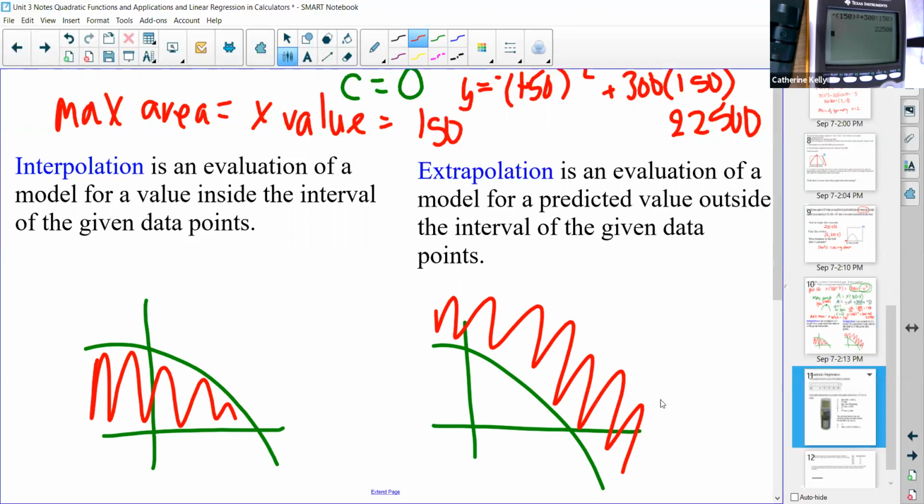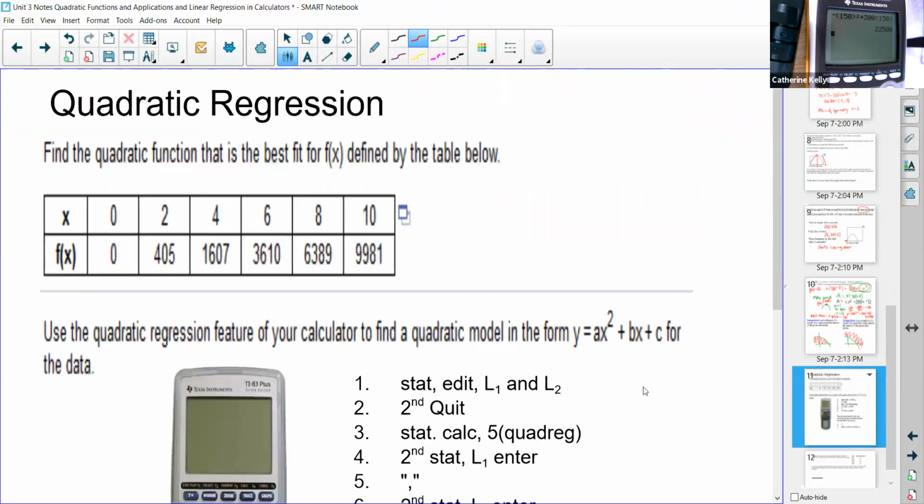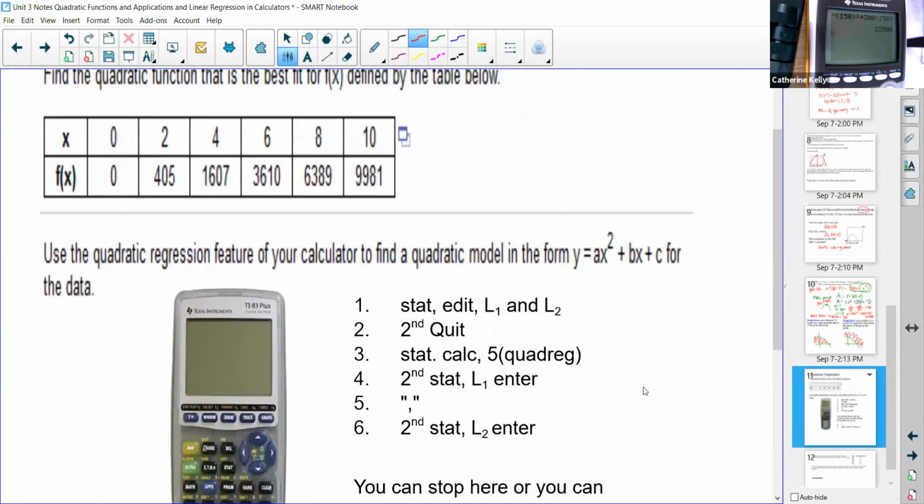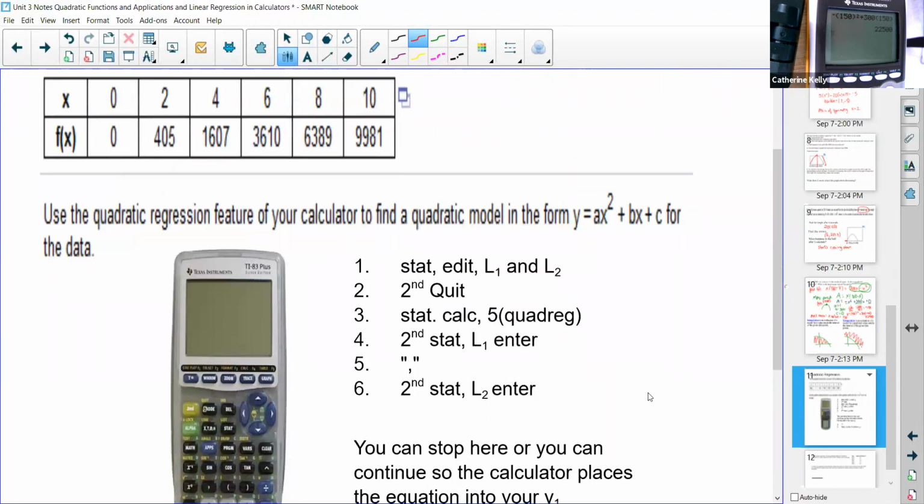So let's look at quadratic regression. Find the quadratic function that is the best fit for this below. So we're going to do this like we did our linear regression, except it's going to be a quadratic regression. So use the quadratic regression feature in your calculator, and then we're going to put it in the form ax squared plus bx plus c.